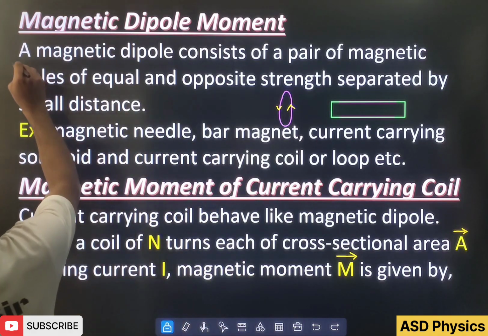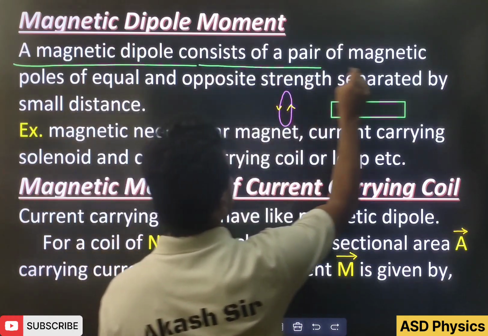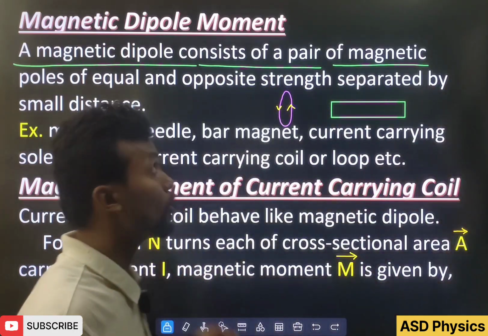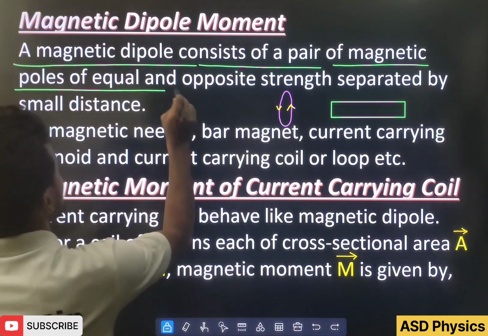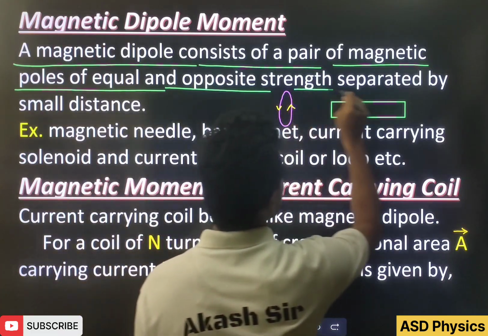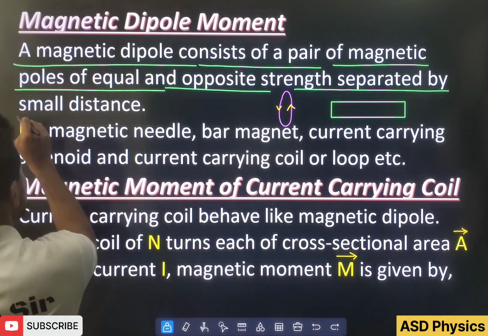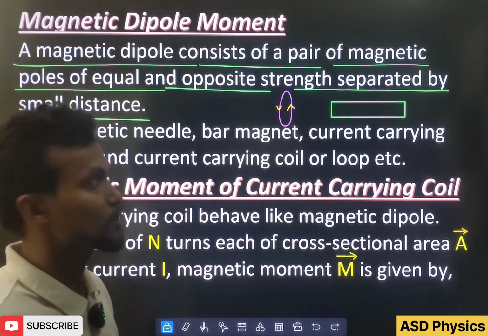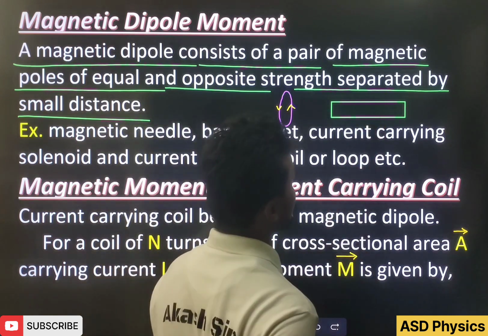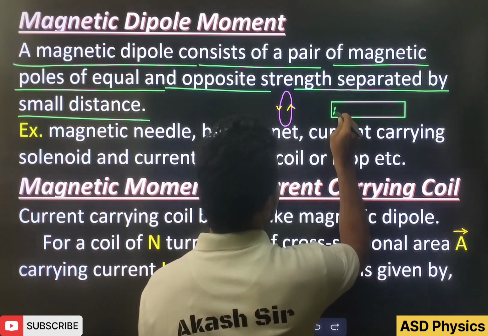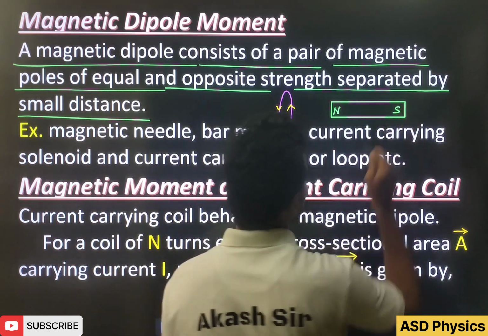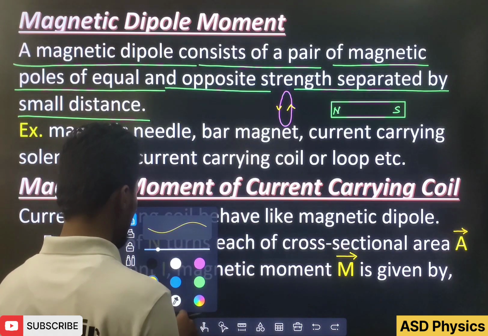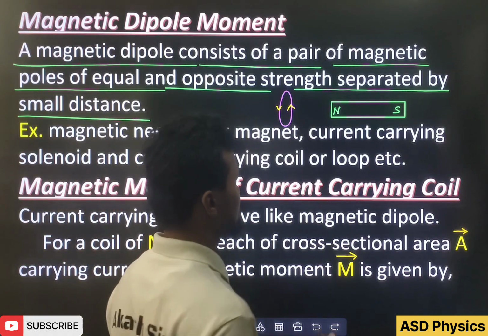So kindly see here, a magnetic dipole consists of a pair of magnetic poles of equal and opposite strength separated by a small distance. Even if I talk about one permanent magnet like a bar magnet, here you can see this is the north pole and this is the south pole. So here also how many poles are there? You can see two poles are there.